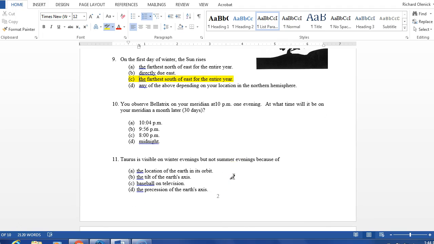You observe Bellatrix on your meridian at 10. Where will it be 30 days later? It's going to be 4 minutes earlier every day. 4 times 30 is 120, which is 2 hours, so you'd have to be out there at 8 p.m.